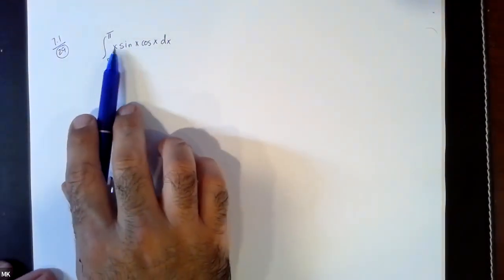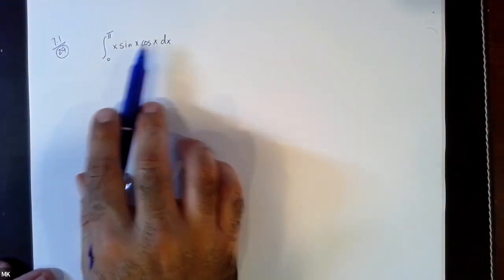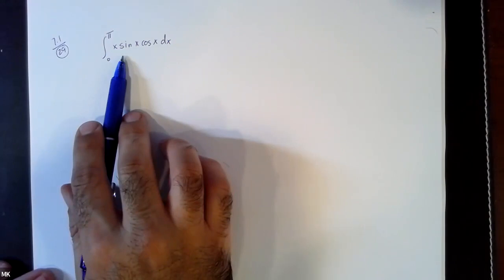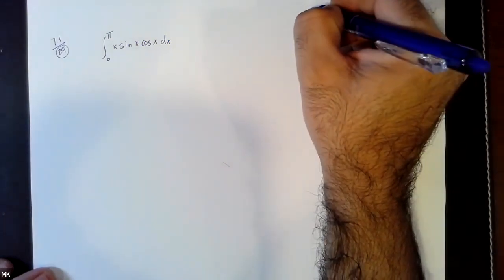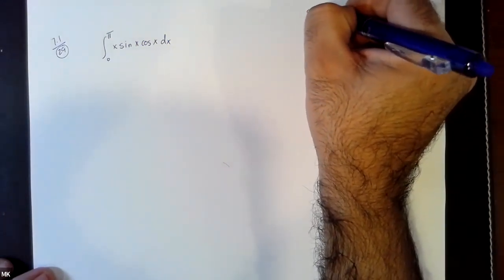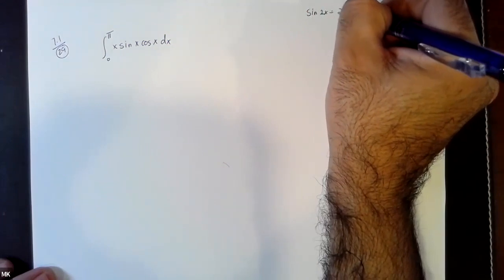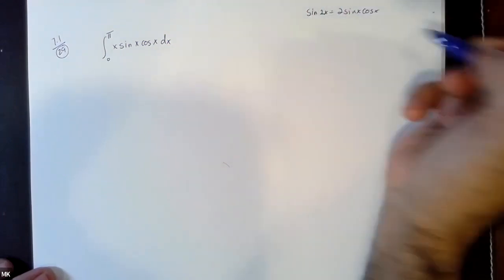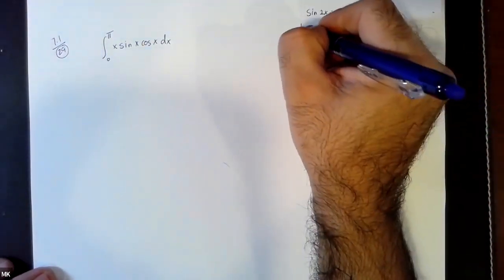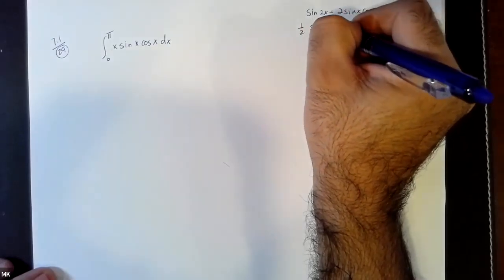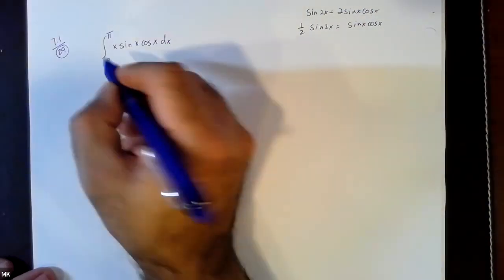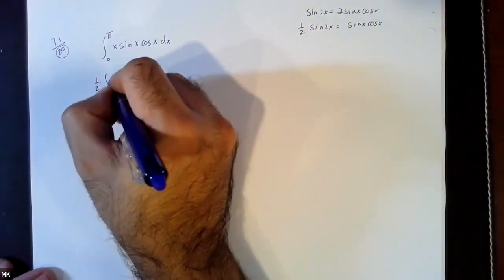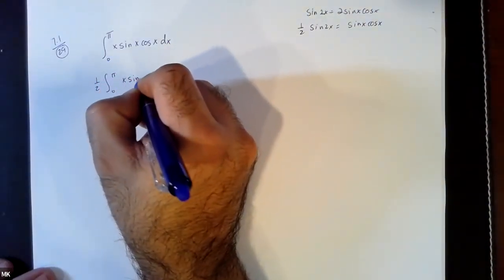It's intimidating, as I said, because there are three functions, and you're wondering which one is going to be u, which one is going to be my dv. Well, is there a better way to do this? And then you remember there is a trig identity that says sine of 2x is 2 sine x cosine x, which means sine x cosine x alone would be 1/2 sine 2x. So I get 1/2 times the integral from 0 to pi of x sine 2x dx.